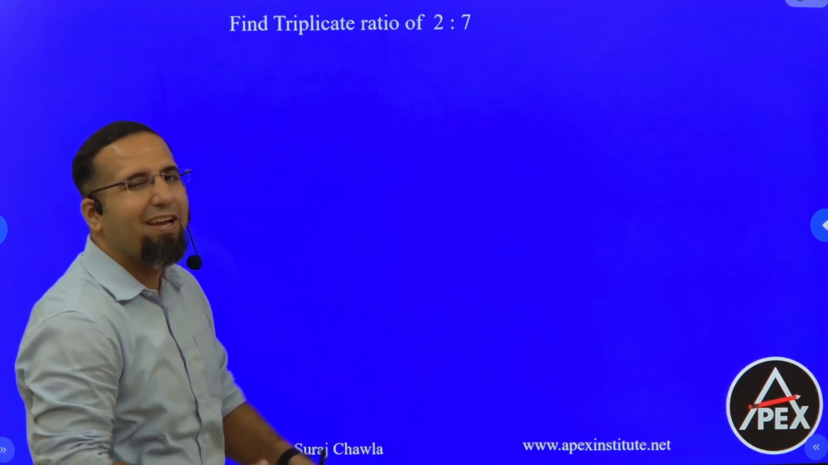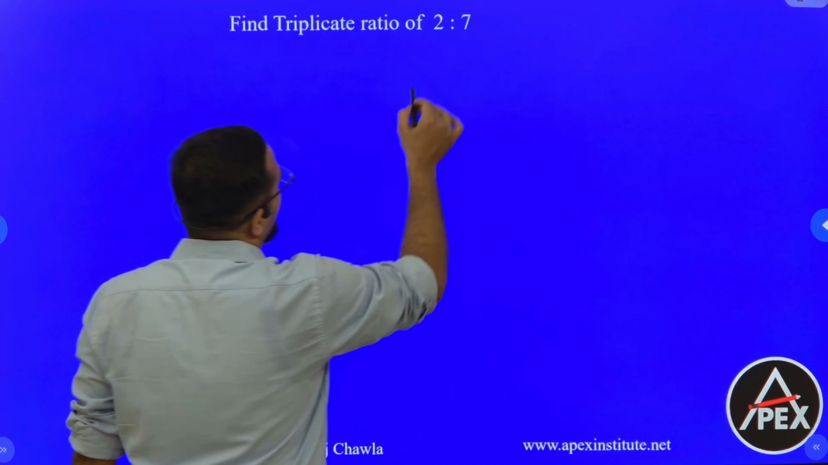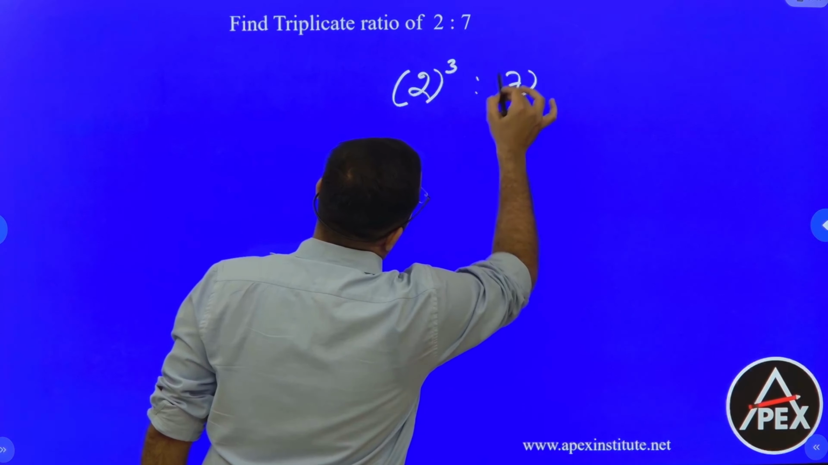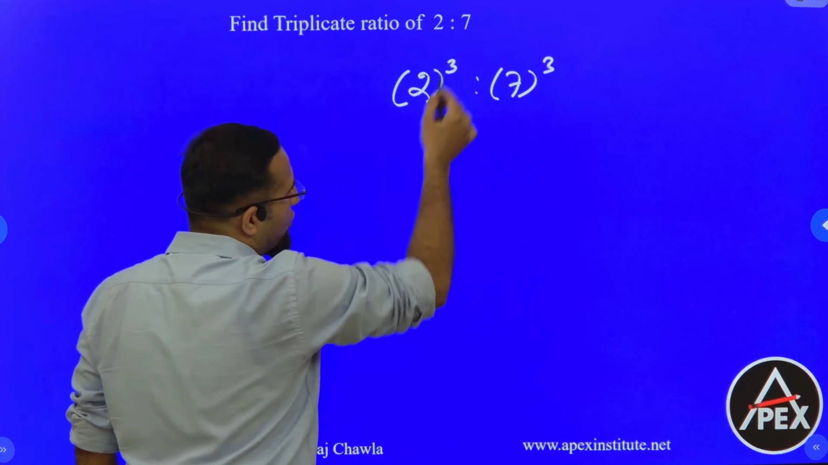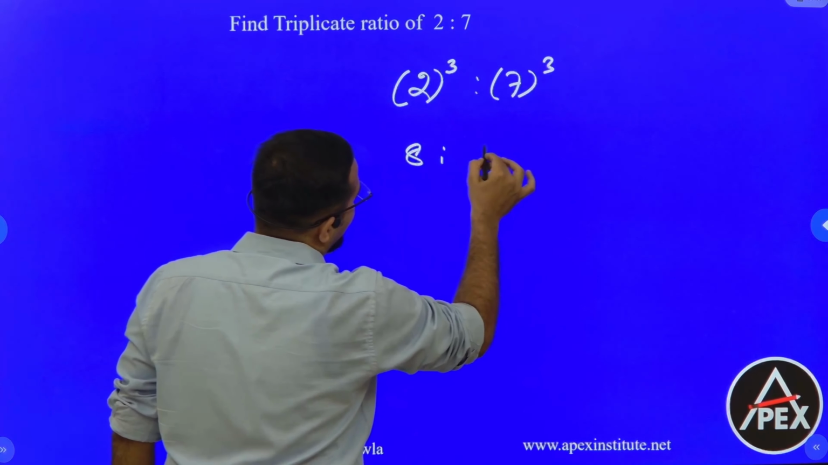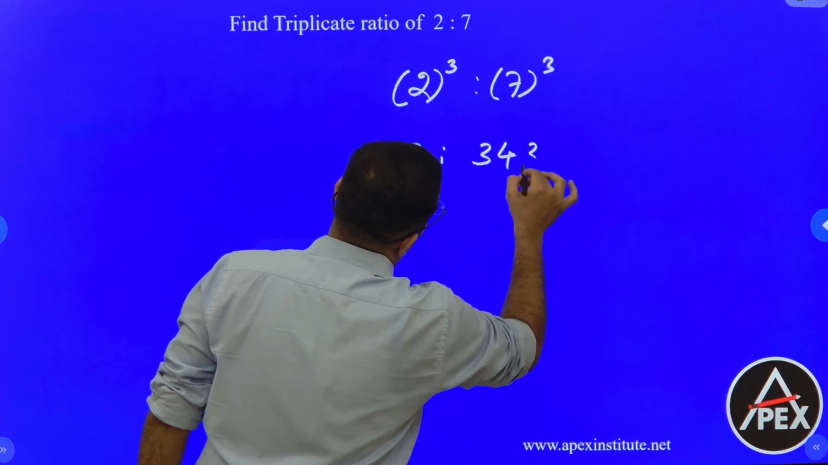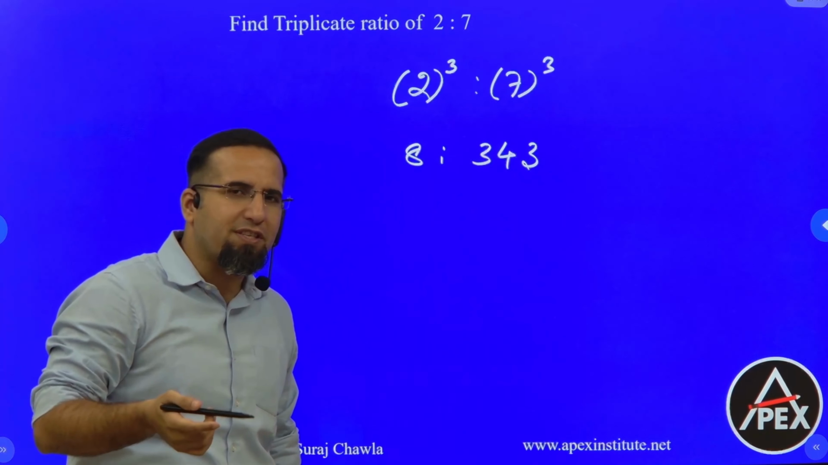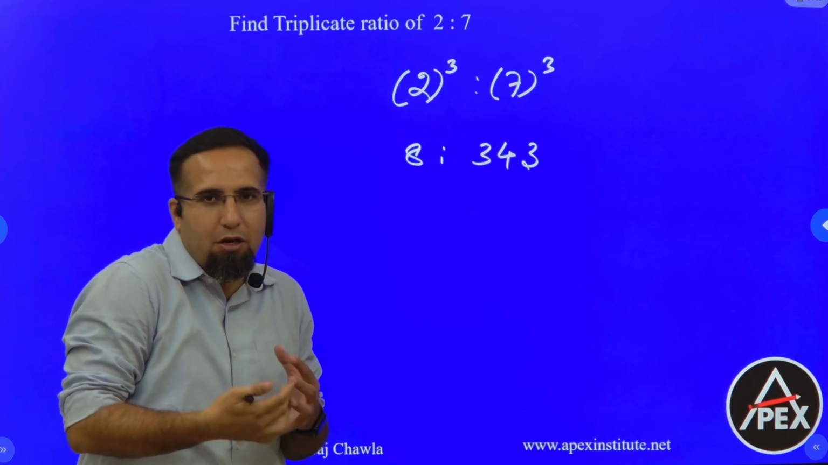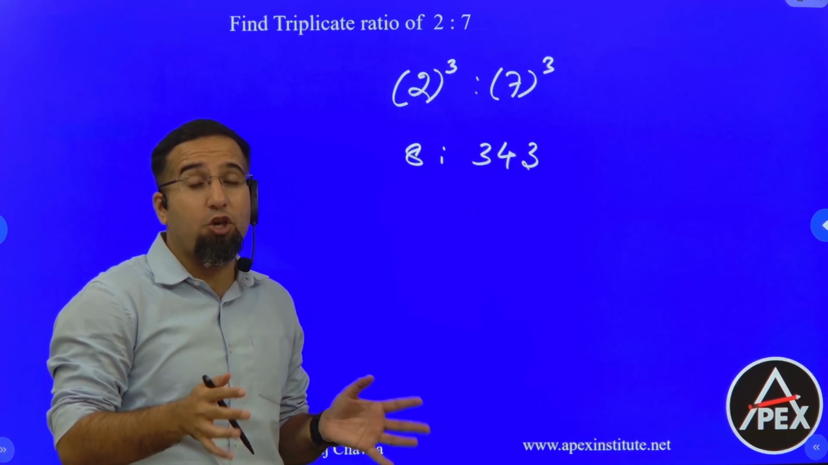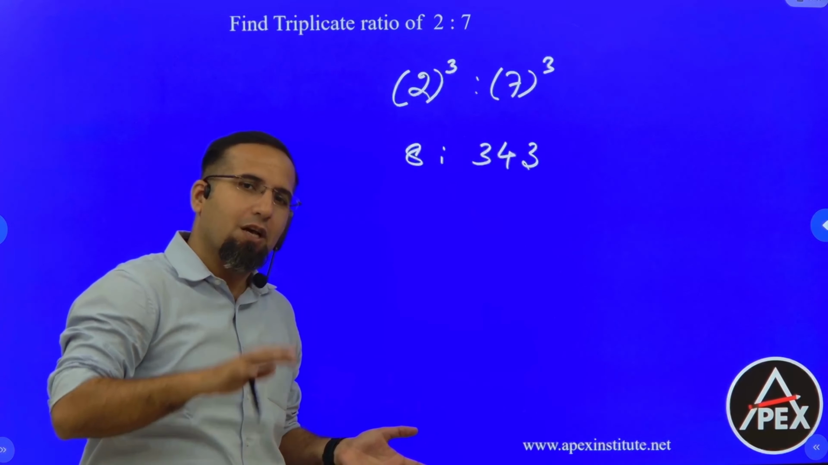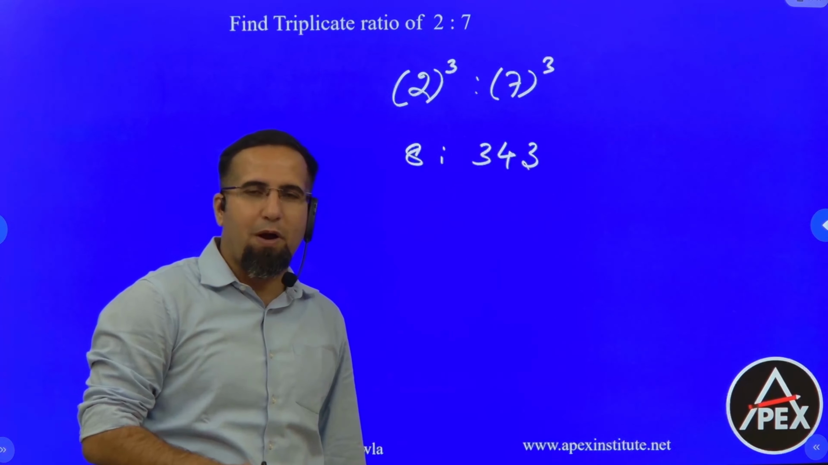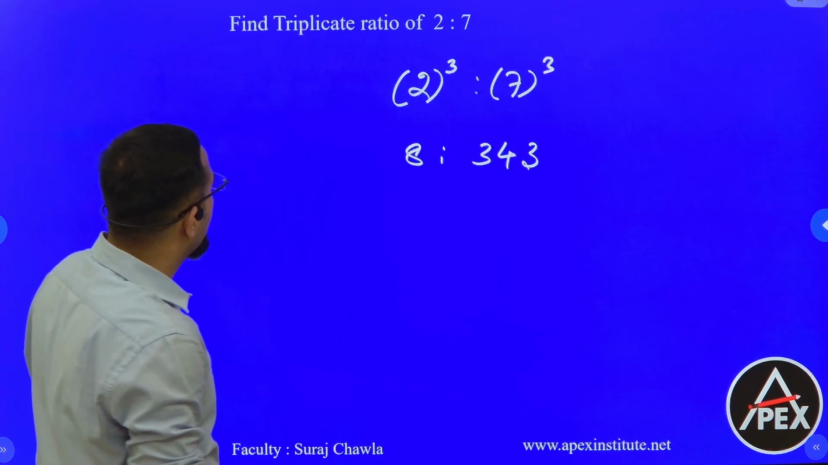Find the triplicate ratio of 2 is to 7. So triplicate ratio, as we already learned, will be 2 cube is to 7 cube. Clear? So 2 cube will give me 8. Now what is 7 cube? 7 cube is 343. Clear? That is 49 into 7. So as a part of your CAT curriculum, you are also expected to learn cubes till 12, right? So please remember cubes till 12 so that it comes very handy in this part of the video, right?